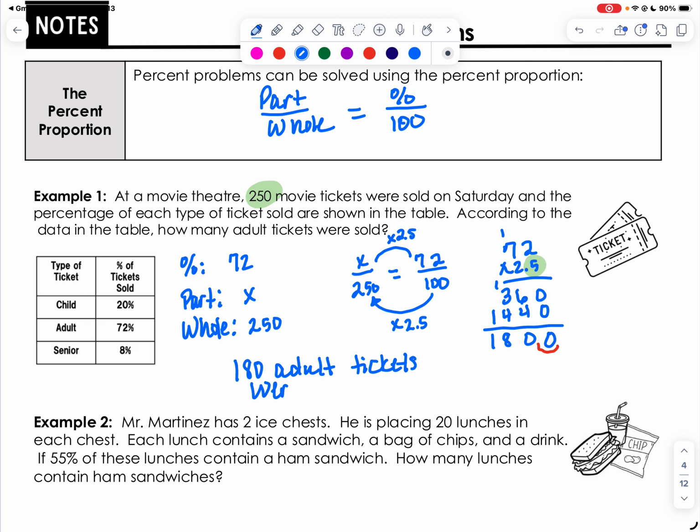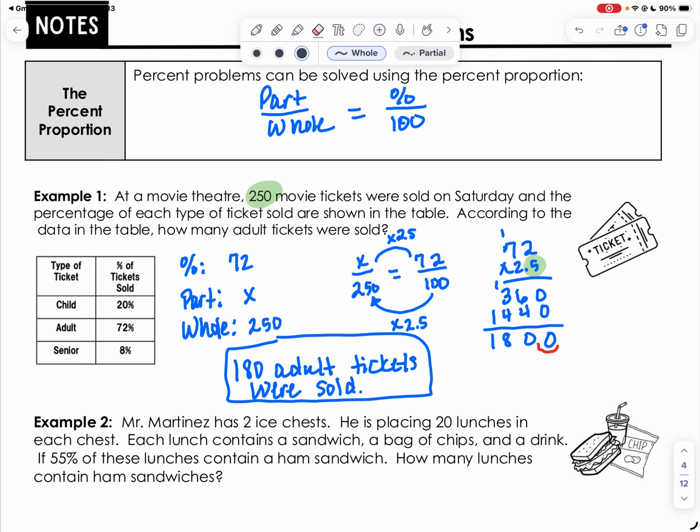were sold. This is why it's really important when you're solving problems involving percents and decimals, that you ask yourself, is your answer reasonable? Because I guarantee you, if you were taking a multiple choice test, 1800 would have been one of the answers. But 1800 is not a reasonable answer. That's way too many adult tickets.